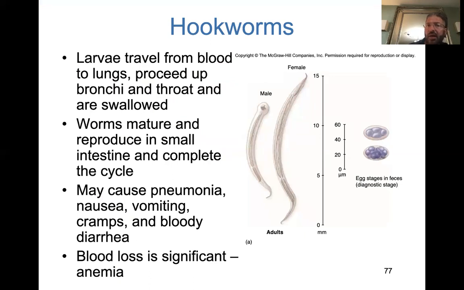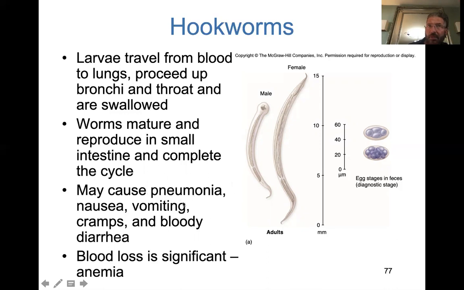So larvae travel from blood to the lungs. So they pick them up on the ground. They travel, they get in your blood supply, they travel to the lungs, proceed up the bronchi to the throat and are swallowed. Now this is how they get in the digestive tract. Worms mature and reproduce in the small intestines, complete their cycle. All right, may cause pneumonia in the lungs, causing the inflammatory process, a lot of fluid, great for that.